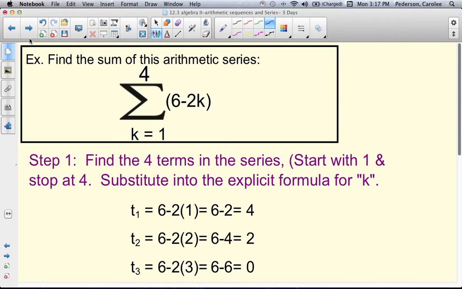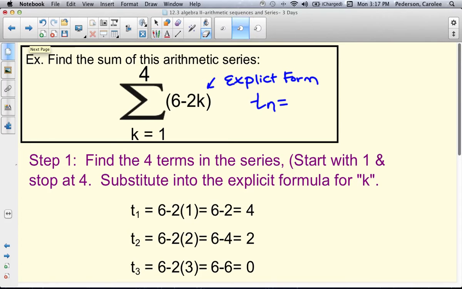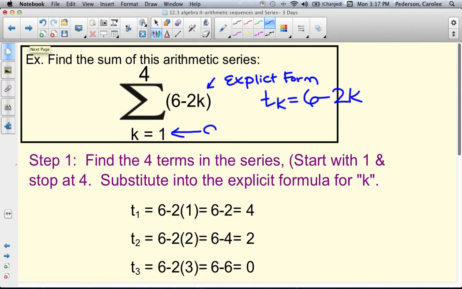Here's how we would use the summation notation. We have the explicit formula. What that looks like is t sub n equals, in this case we're using k instead. So usually we're used to using n, so t sub k equals 6 minus 2k. This is where we're going to start plugging numbers in to find the terms, and this is where we're going to stop. So from 1 to 4, there are 4 terms.